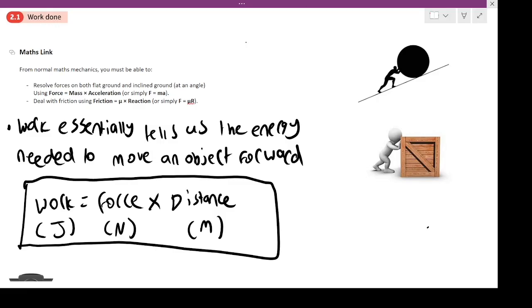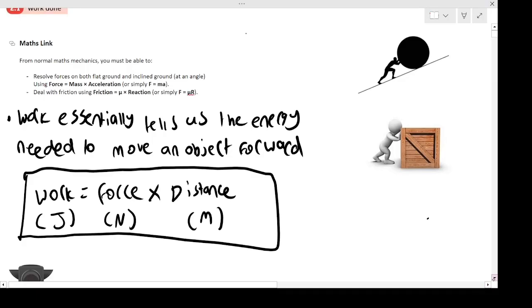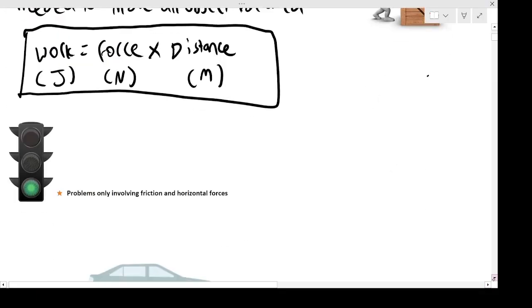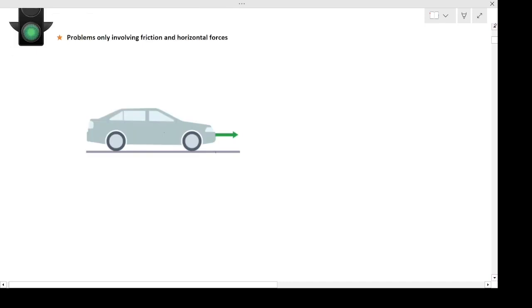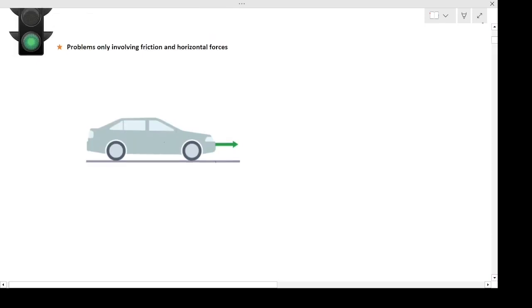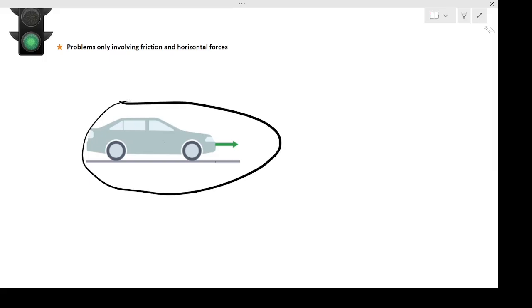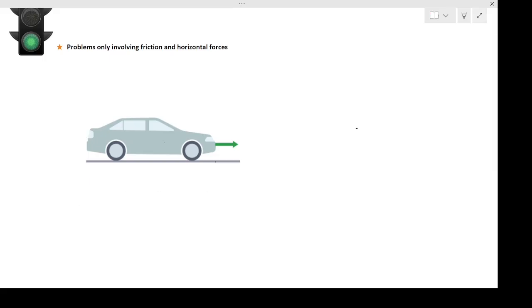Now we're going to be looking at our first set of examples. However, as I hinted, there is some prior knowledge we need before we step into this. So what we're going to look at first: I've got a car on my screen here. We just need to look at the actual forces acting on a car. Let's say the car is obviously moving forward.